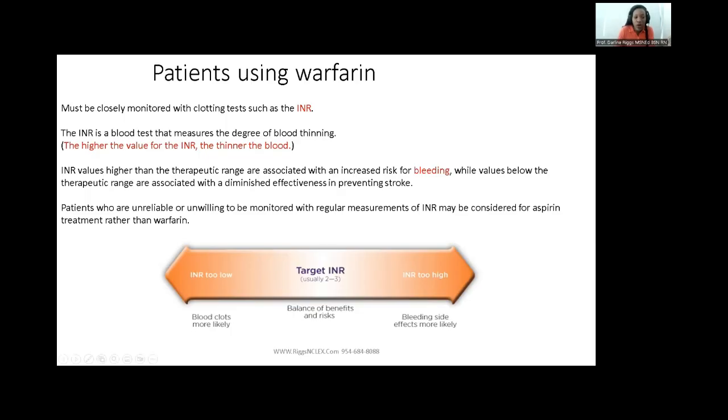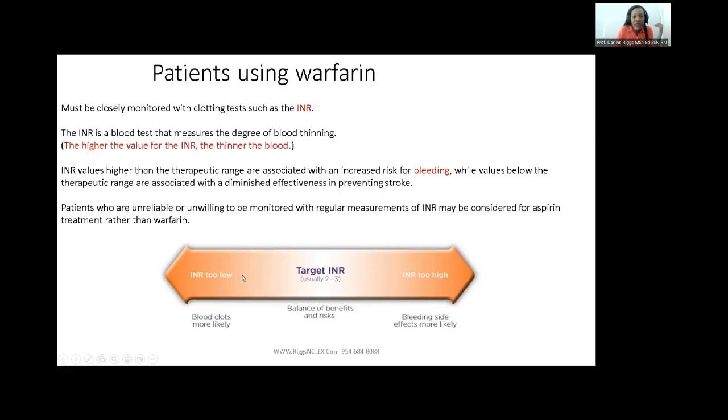We don't want it lower than 2 when they're on Coumadin, and we don't want it higher than 3. We want it between 2 and 3 when they're on this drug. Less than 2, they're going to clot. More than 3, they're going to bleed. We need homeostasis. We need a therapeutic range. If it's too high, they need to be on bleeding precautions, fall precautions. Too low, oh my, clots are about to happen. We're not doing our job. The whole goal is to prevent that.